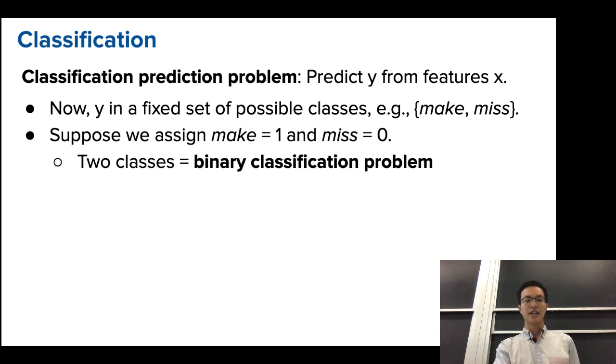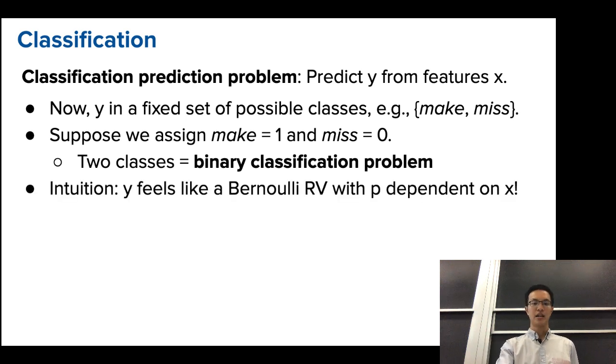We have two classes here, which makes it what we call a binary classification problem. And this feels like a random variable. In particular, it feels like a Bernoulli random variable, because a Bernoulli random variable can only take on values 0 or 1, and it takes on the value 1 with some predetermined probability.